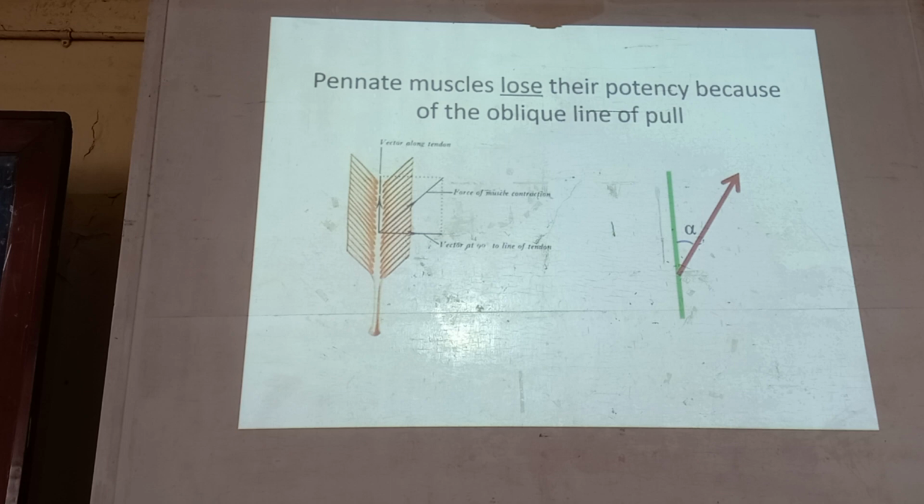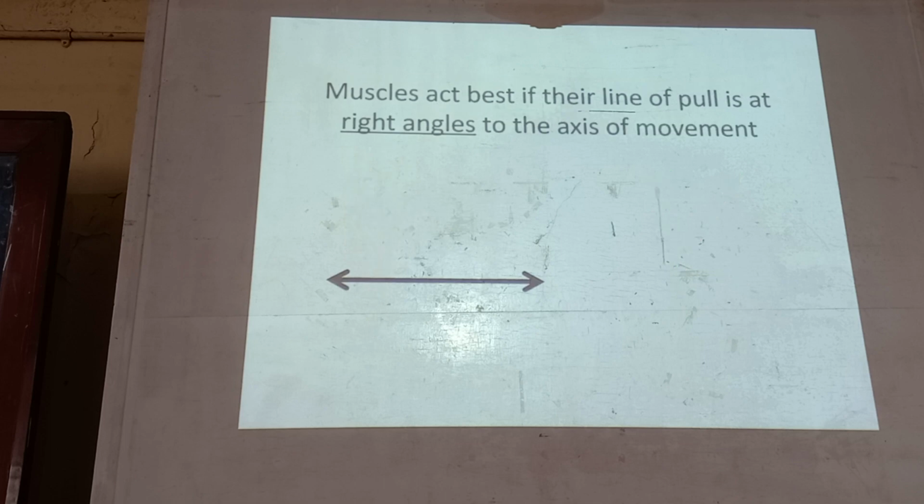So it's directly proportional to cos alpha, and alpha lesser than 30 degrees. So we are resolving them into two components. Muscles act best if the line of pull is at right angles to axis of movement. Consider this is the axis around which the movement takes place.